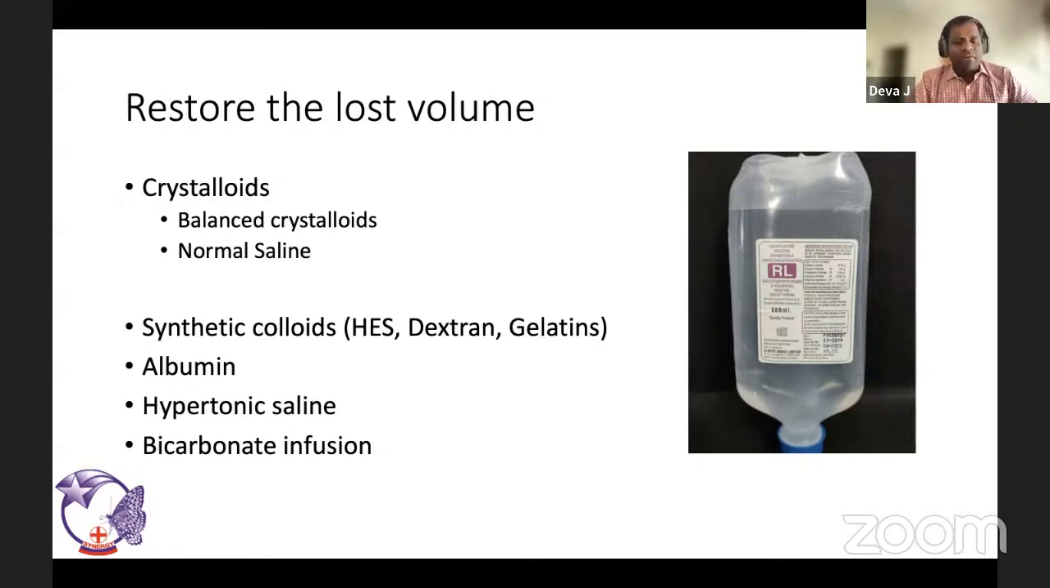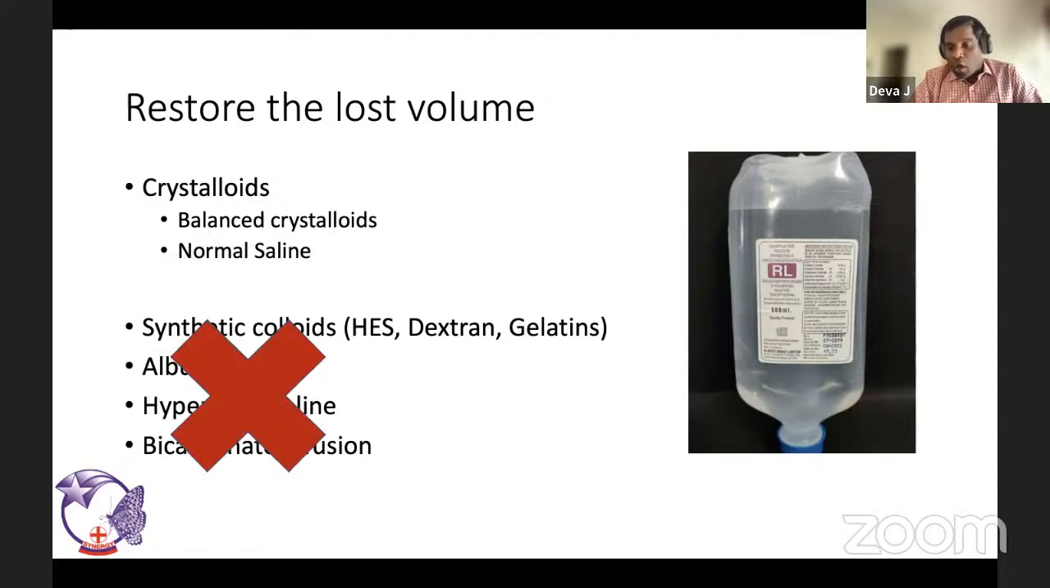What about all these other fluids that are available? The synthetic colloids like Dr. Ebi mentioned, hydroxyethyl starch, your Volulyte, etc. Dextrans are available, gelatins, your Haemaccel is a gelatin. Albumin is available. Hypertonic saline is available. Bicarbonate is available. So we tend not to use them for initial resuscitation of a hemorrhaging trauma victim. So it's crystalloids initially.